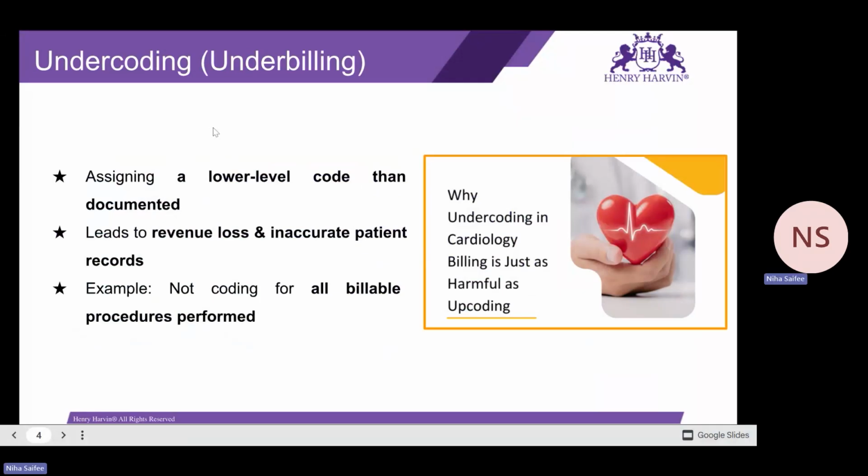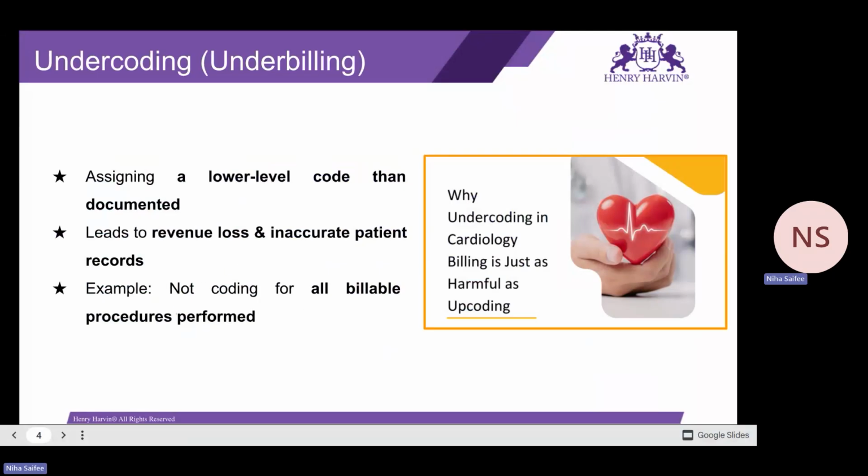Now, about undercoding, assessing a lower level code than documented. Again, we've already spoken about what undercoding is. You are assigning a lower level code than what is actually required. Like the patient came with a fracture, but we are taking a sprain code. Coding for a sprain leads to revenue loss and inaccurate patient records. Example, not coding for all billable procedures.